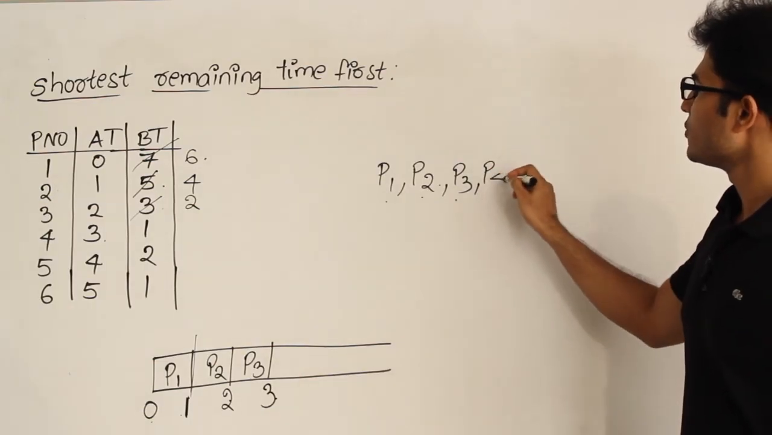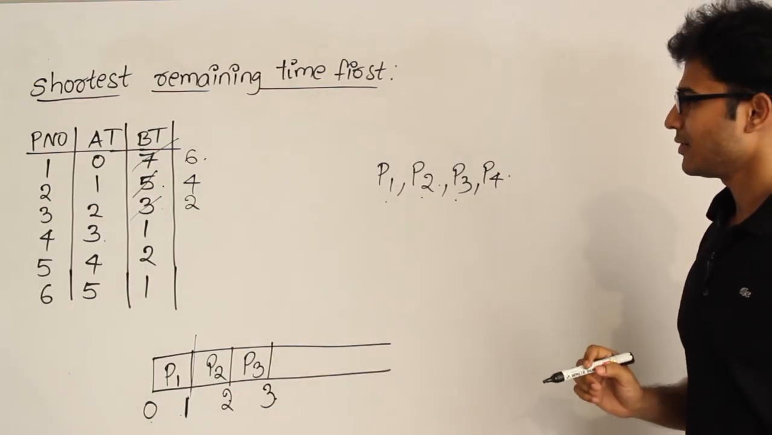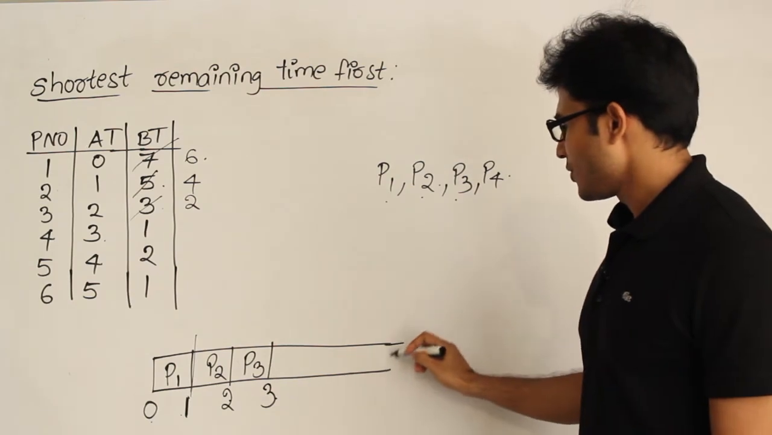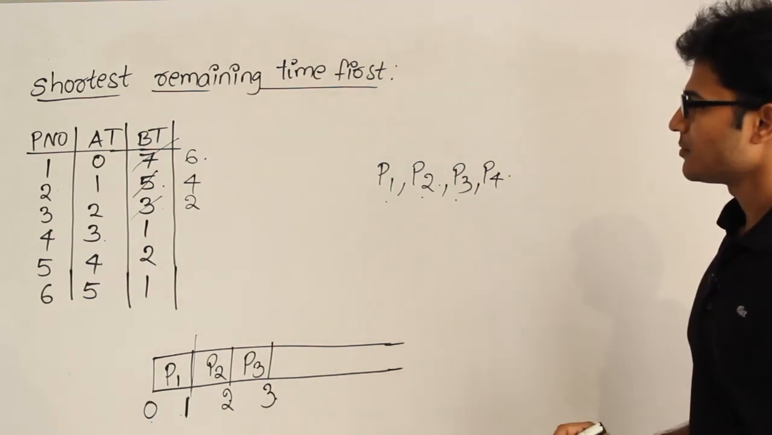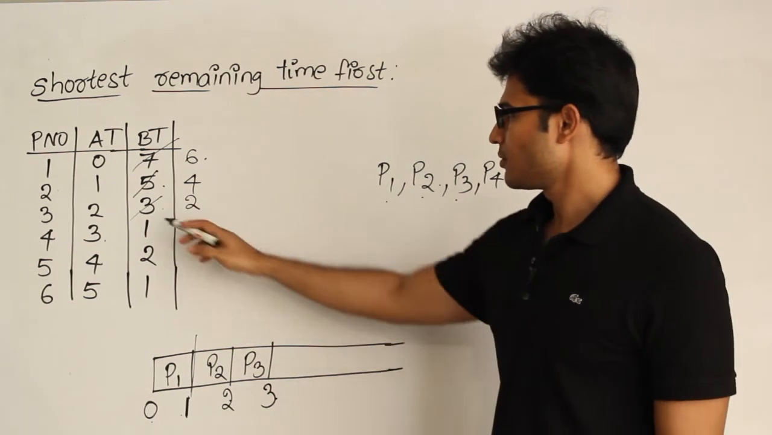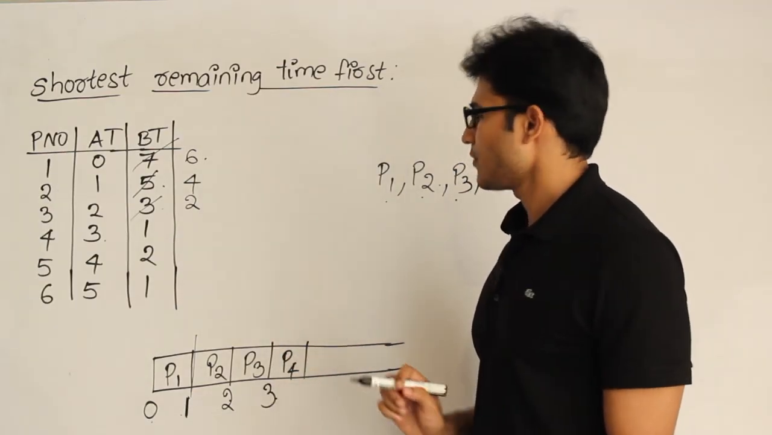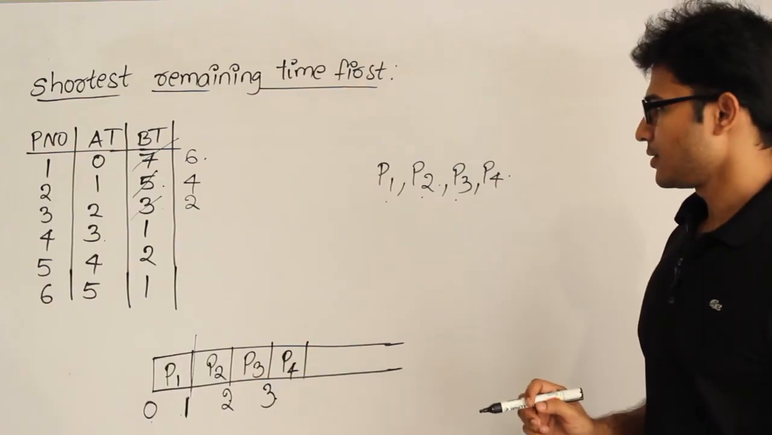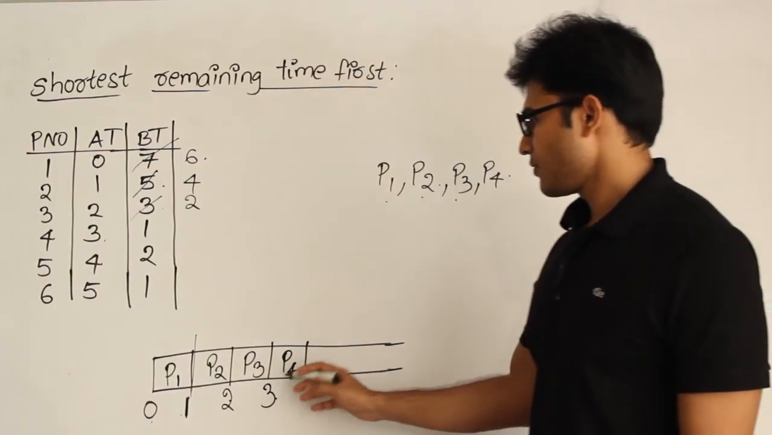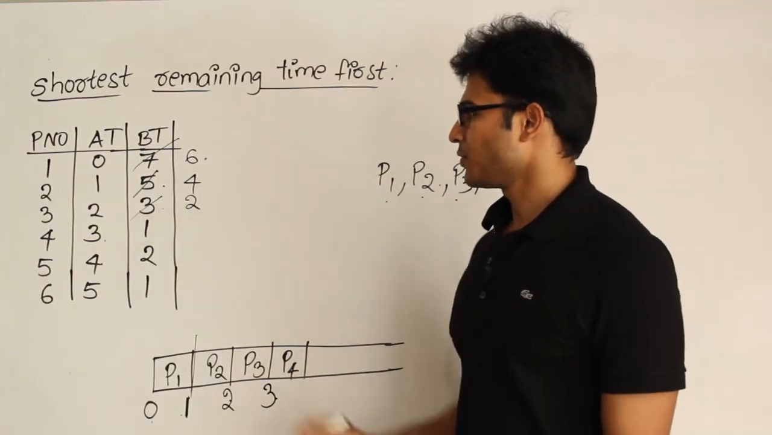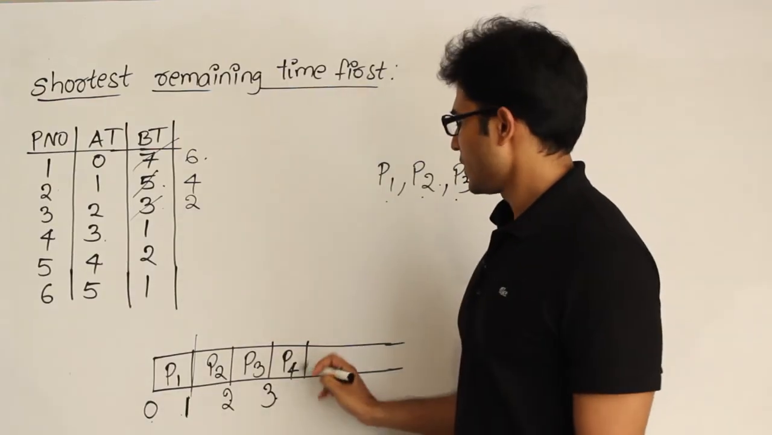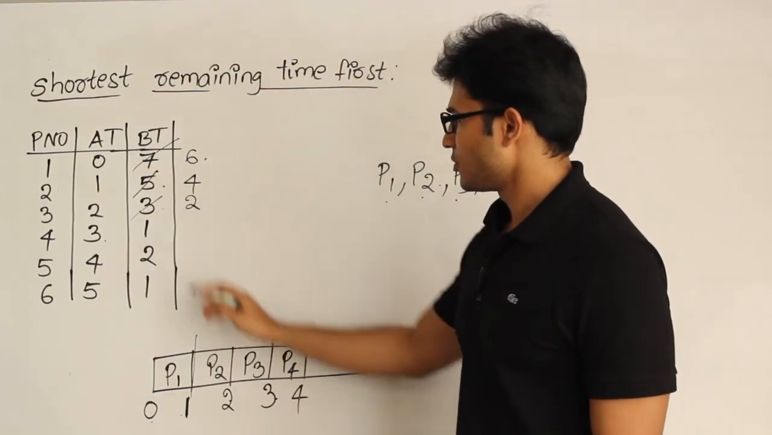Therefore I have P1, P2, P3, P4, and now I choose one of them. Which one is the minimum among P1, P2, P3, P4? P4 is the minimum, so P4 is scheduled here. Anyway I'll run it for 1 unit. I don't have any other option, since its burst time is only 1 unit, and then it stops.